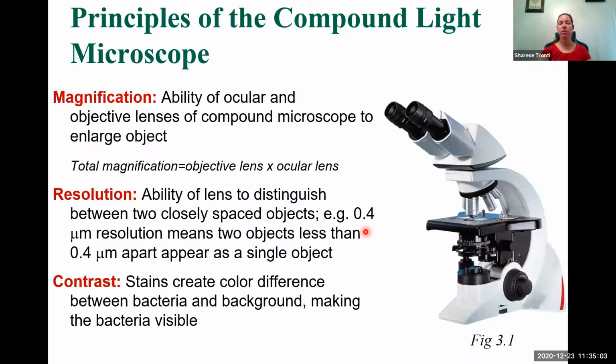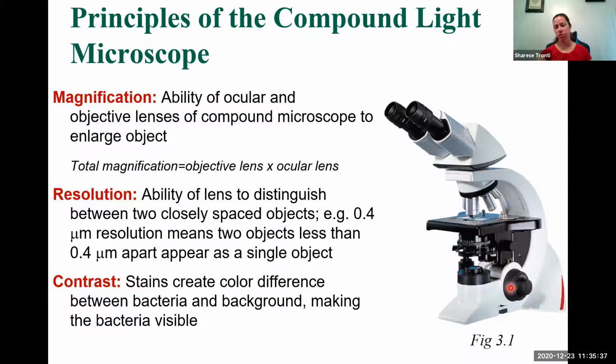So looking at the compound light microscope, which is what we are going to be using, there are a few different terms that I want you to know. Magnification is one. This is the ability of the microscope to enlarge an object. To determine the total magnification, in our microscopes and in most compound light microscopes, it's calculated by the objective lens times the ocular lens.